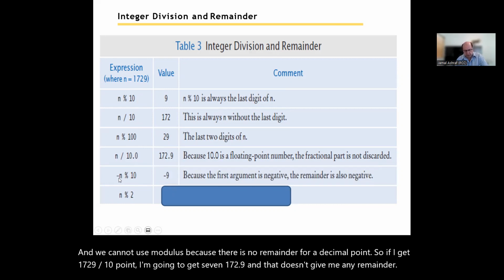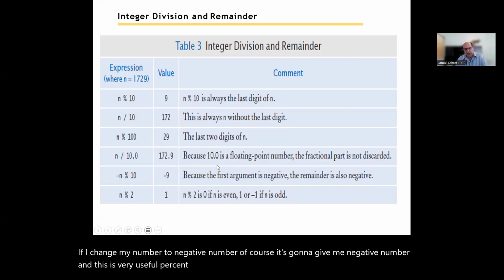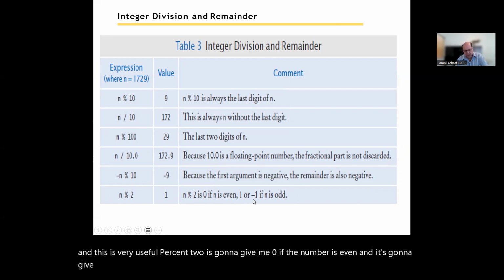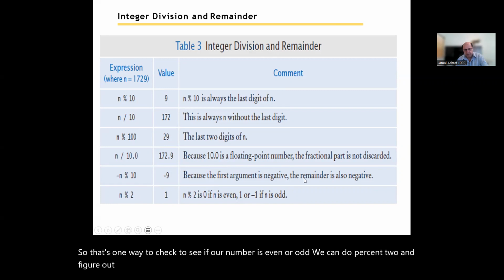If I change my number to a negative number, of course, it's going to give me a negative number. And this is very useful. Percent 2 is going to give me 0 if the number is even, and it's going to give me 1 or negative 1, depending on whether the number is negative, if it's odd. So that's one way to check to see if our number is even or odd. We can do percent 2 and figure out what it's going to be.